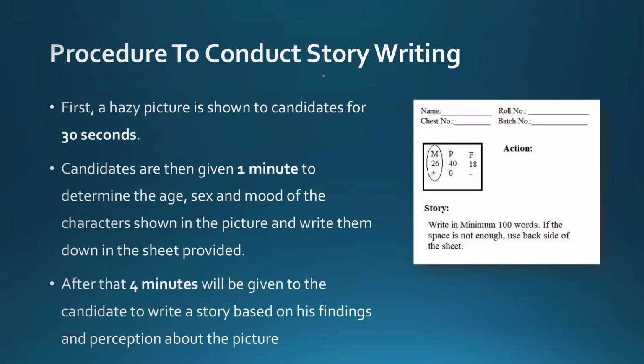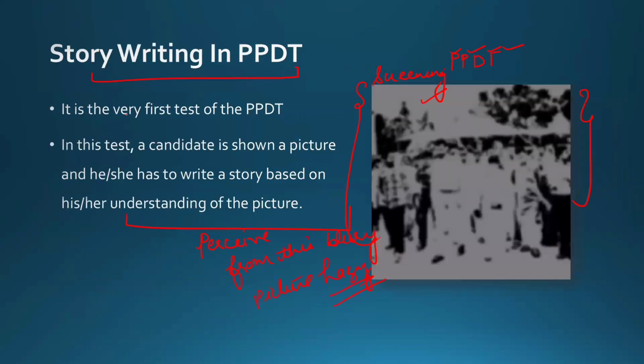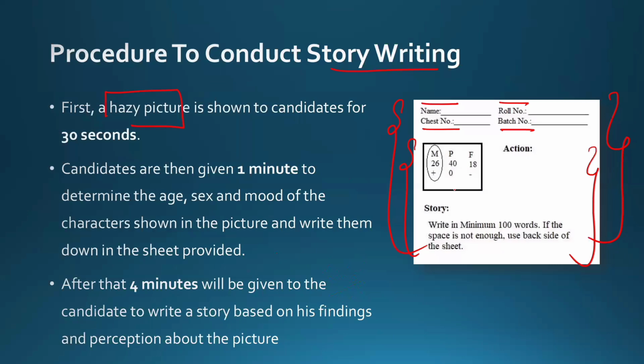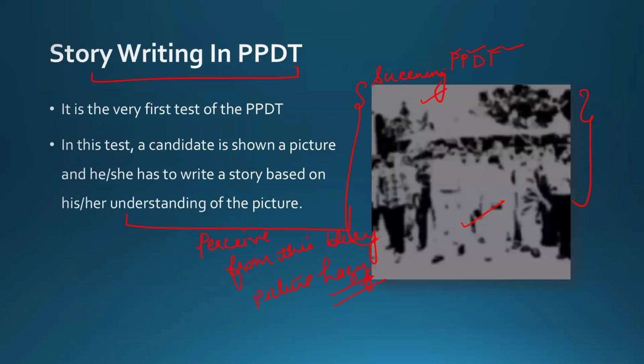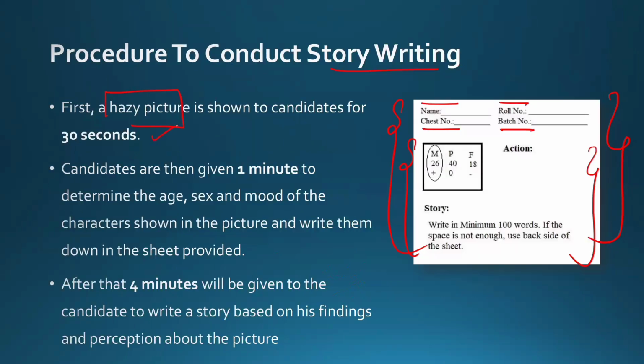Now, the procedure to conduct story writing: you are given a sheet which would appear like this, on which your name, roll number, batch number and chest number have to be filled. After that, another process starts in story writing. The hazy picture which I was talking about, this one, will be shown for 30 seconds. This is just an example of a picture. You might be shown any other kind of picture over there, but most of the time the picture is a hazy one. So it is shown for just 30 seconds.